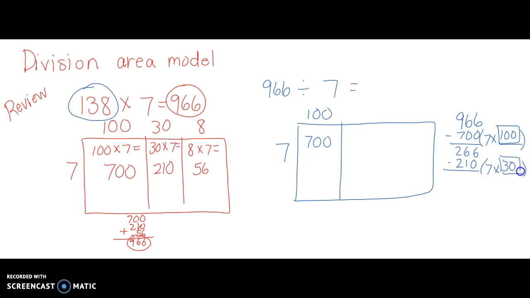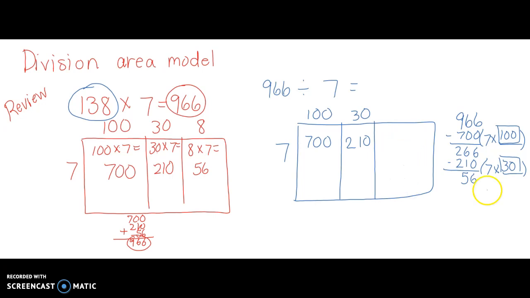So let's write our factor of 30 in our area model. And remember, 30 times 7 is 210. And how close did I come? Let's subtract. 6 minus 0 is 6. 6 minus 1 is 5. And now I have 56 right here.